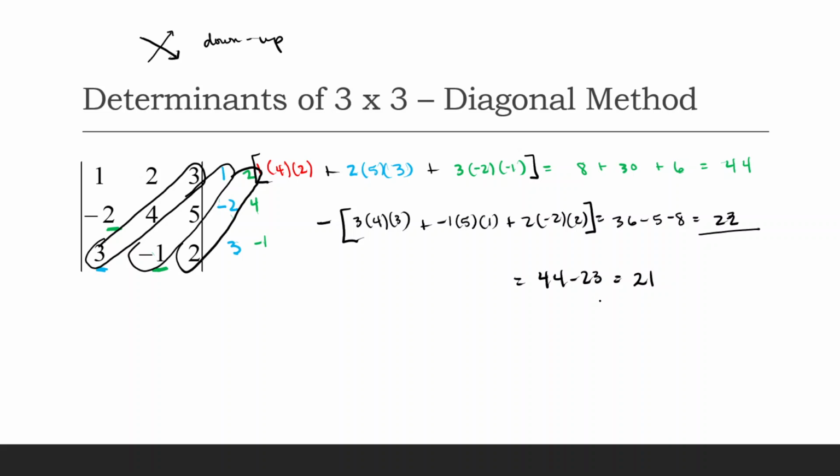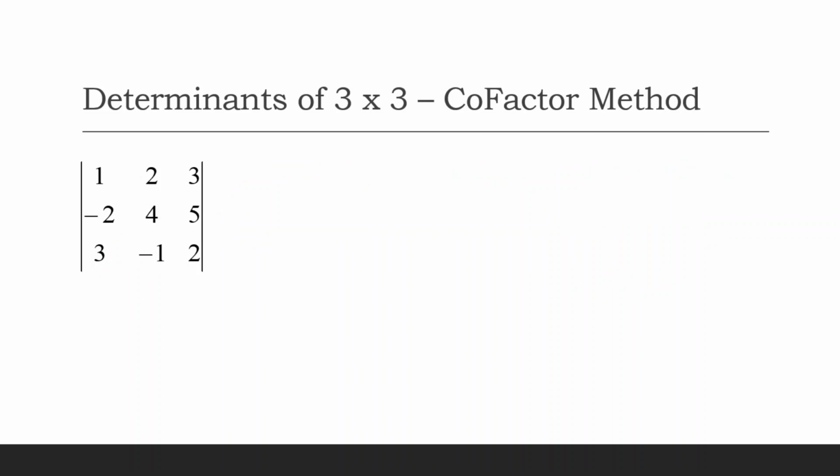Now this method only works for 3 by 3s. As we get bigger, we have to use method 2. Method 2 is called the cofactor method. So I'm going to start by picking any row. You could actually pick any column as well, but we're going to pick a row. So I'm just going to start with the top row.